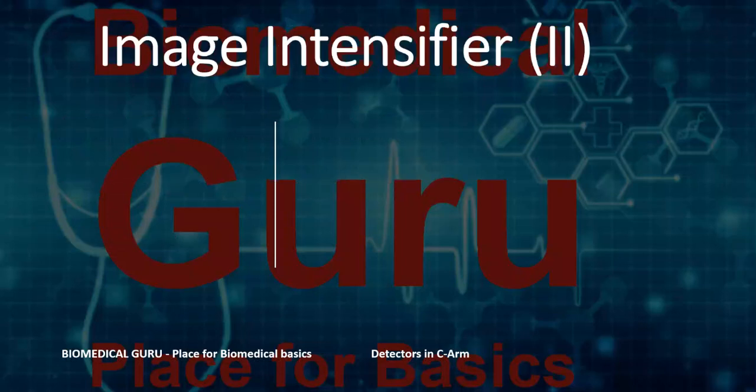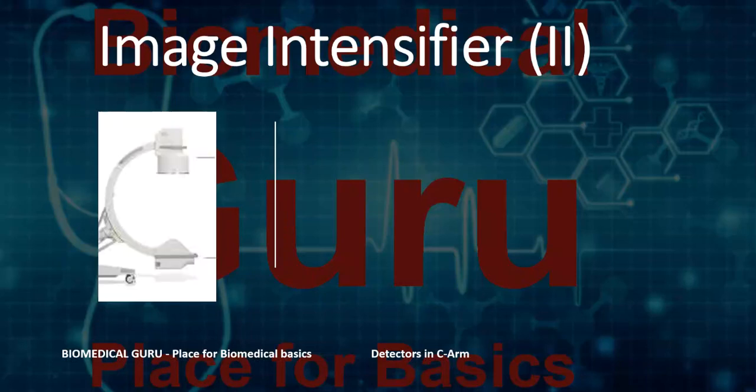We'll go through them after understanding the working principle of the image intensifier as well as the flat panel in detail. So we'll first see what an image intensifier is. This is how a C-arm with an image intensifier looks. This is the X-ray tube, and this is the detector, which is the image intensifier. X-rays pass from the tube to the detector, and in the middle there will be the patient.